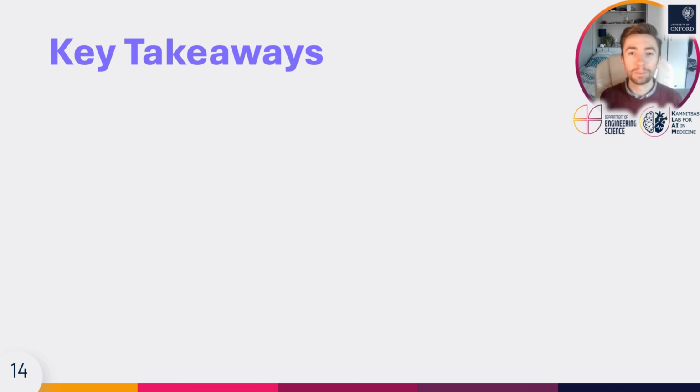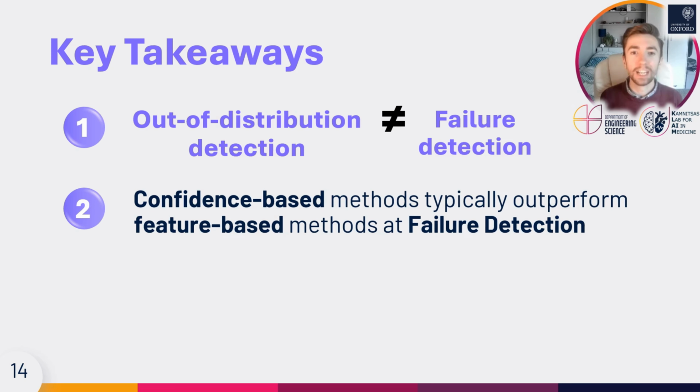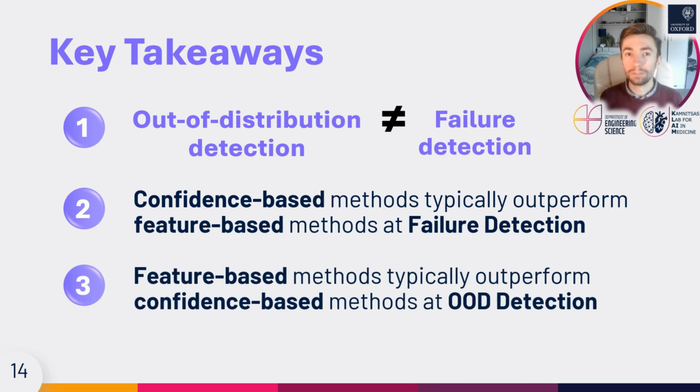So let's go over some of our key takeaways so far. Firstly, outer distribution detection is not the same as failure detection. Secondly, we saw that confidence-based methods outperform feature-based methods at failure detection. We also saw that feature-based methods outperform confidence-based methods at outer distribution detection.